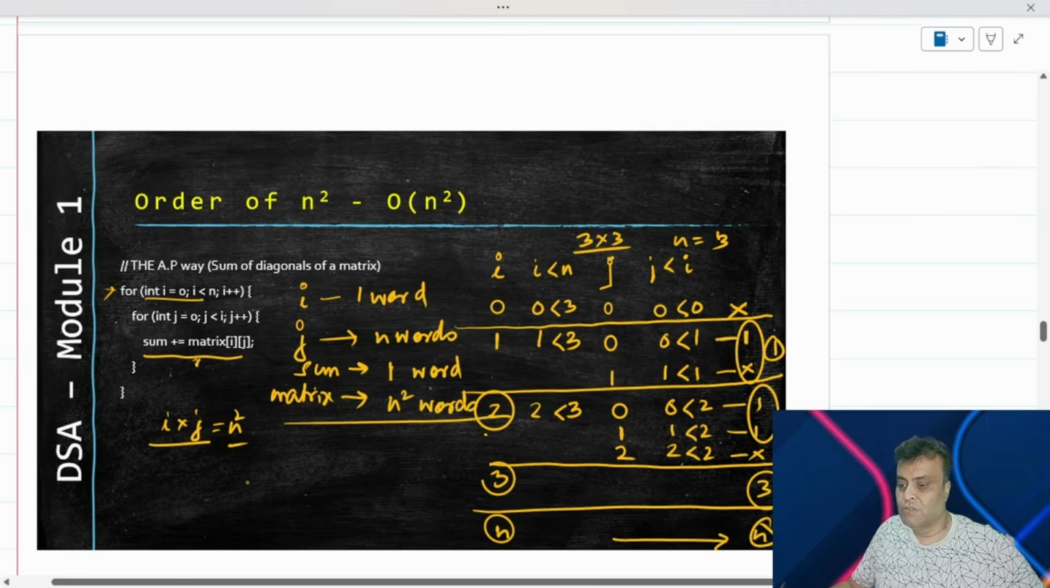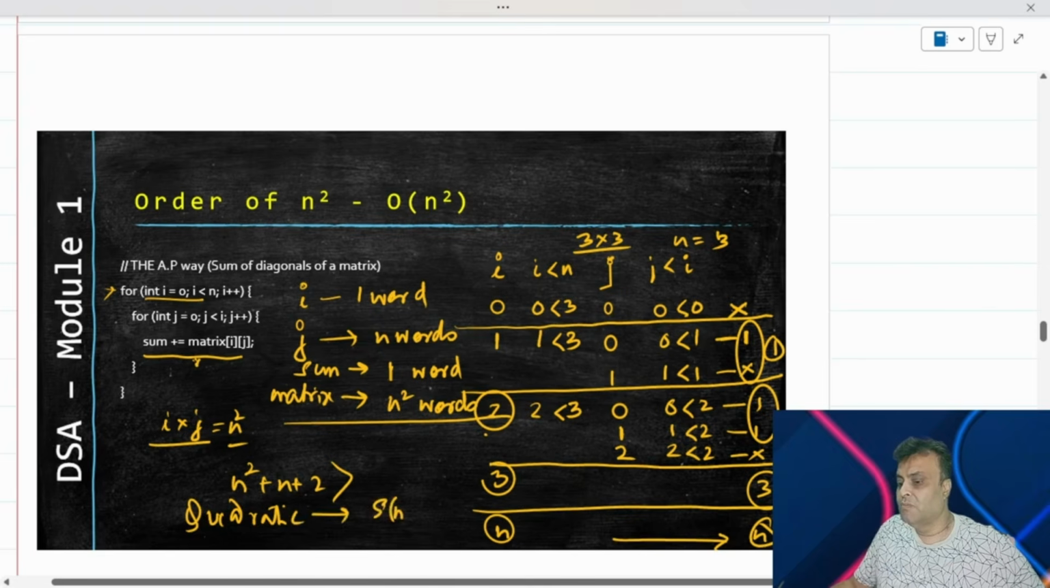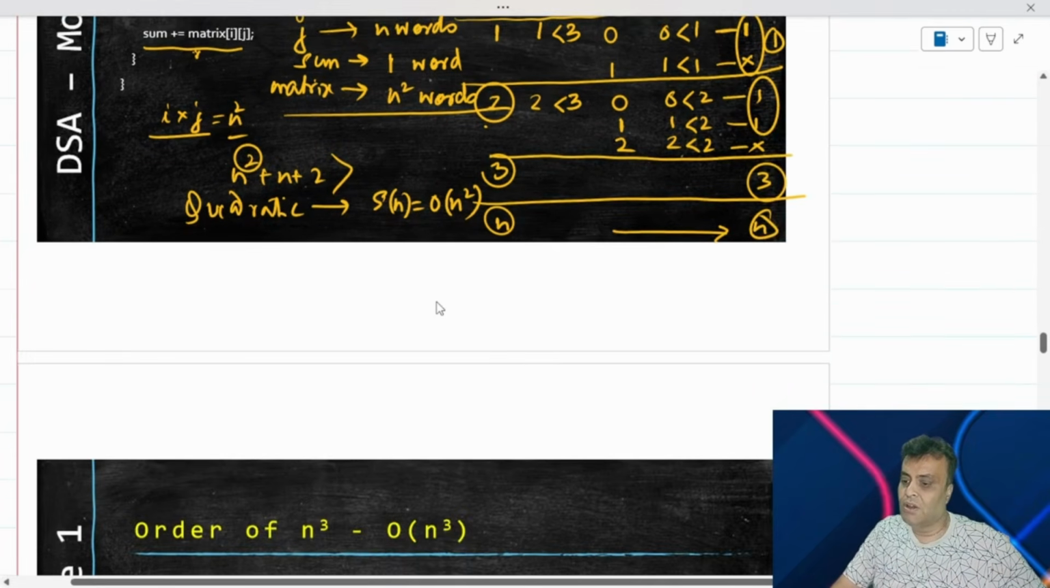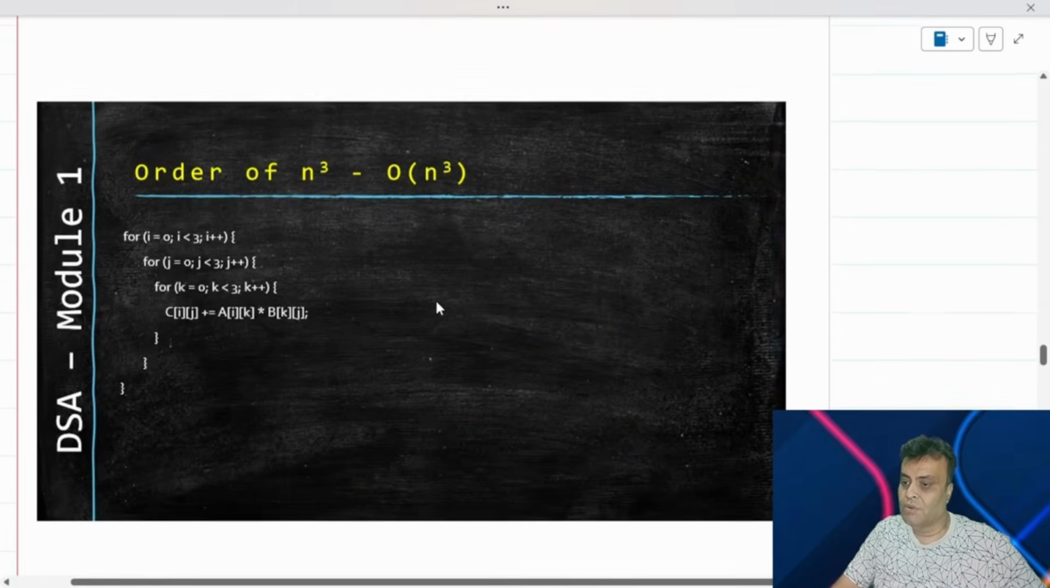So what is the total number of words I need? I need n square plus n plus 2, which is again falling under a quadratic class of polynomial, which means that I'm talking about a space complexity of the order of n square. Why? Because this is the highest degree of the polynomial, and hence we should take an order of n square as the space required for this particular polynomial. So that's typically on the order of n square.